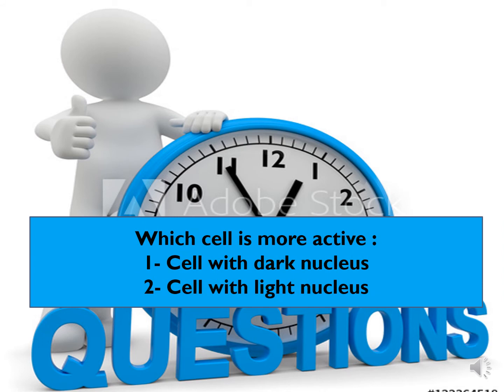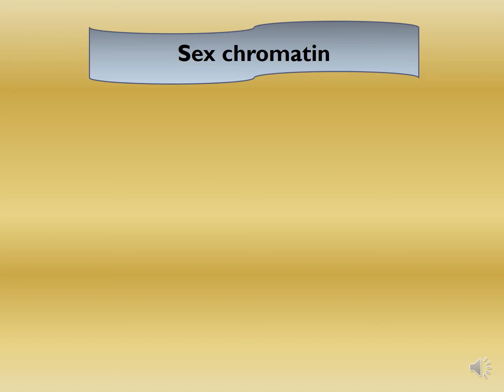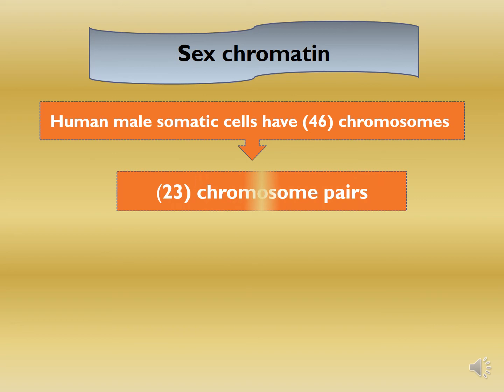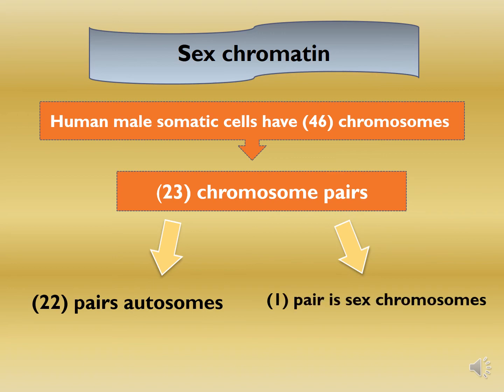Which cell is more active, the cell with a dark nucleus or the cell with a light nucleus? Sex chromatin. Human male somatic cells have 46 chromosomes that are arranged in 23 chromosome pairs. 22 pairs are autosomes, and one pair is sex chromosomes, X and Y.